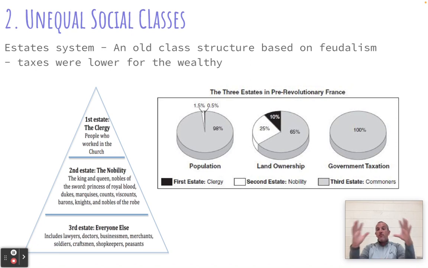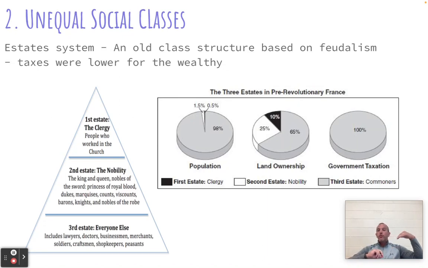And then there's everybody else. In this system, we have three estates. The first estate is the clergy. That's anyone in the Catholic Church, not members of the Catholic Church, because everyone's Catholic in France for the most part at this point. And if you're not, you get kicked out of the country or you can be imprisoned. So there's a very, very small group of people who are not Catholic at this point.